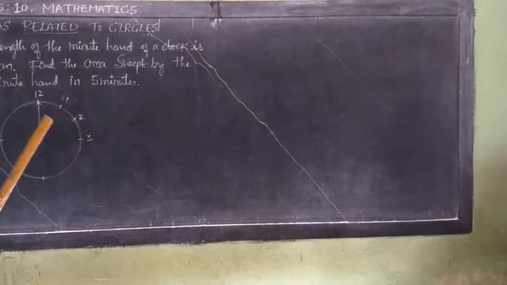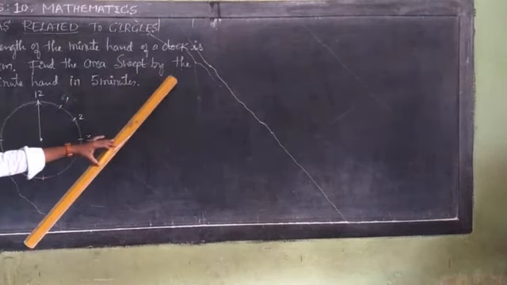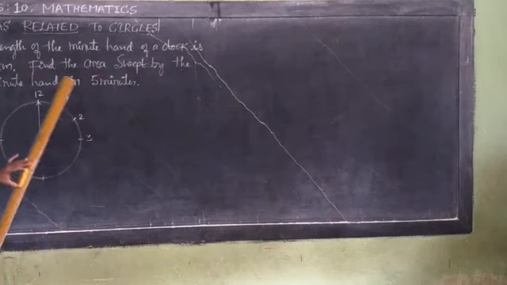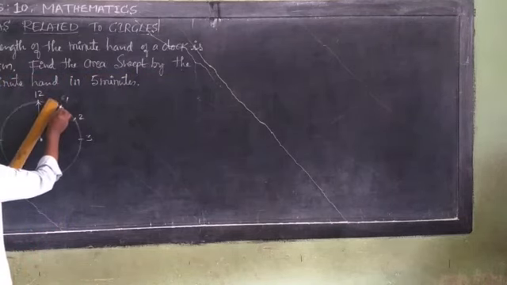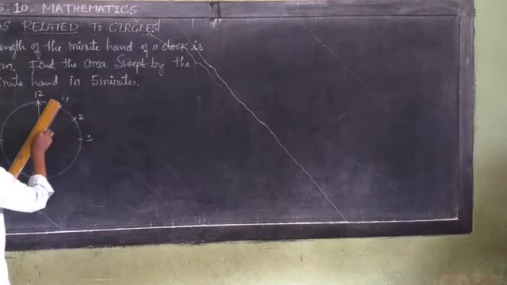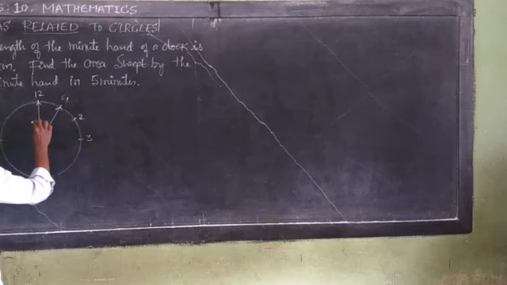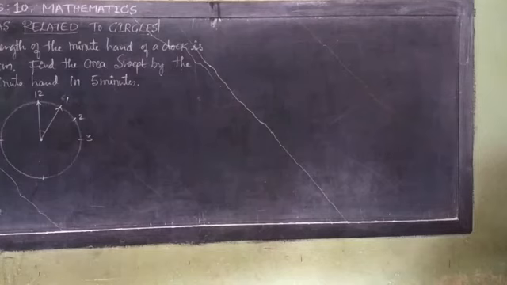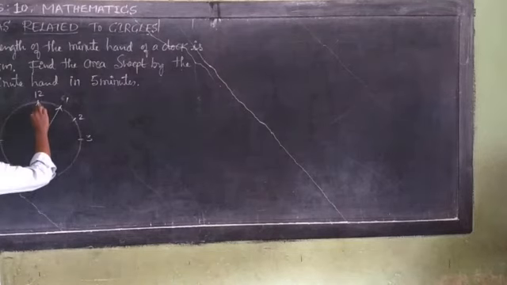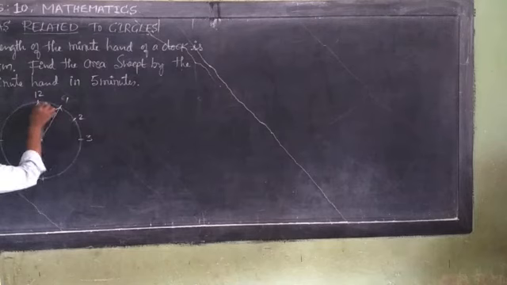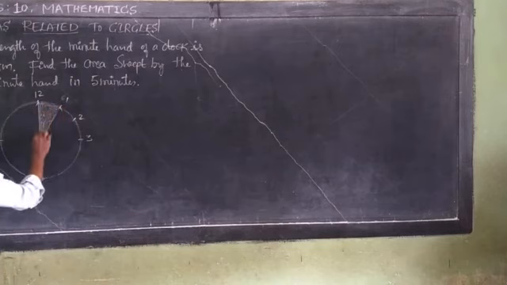After 5 minutes, find the area swept by the minute hand in 5 minutes. The minute hand sweeps to this side. After 5 minutes, it sweeps this much area. We have to find the area of this.